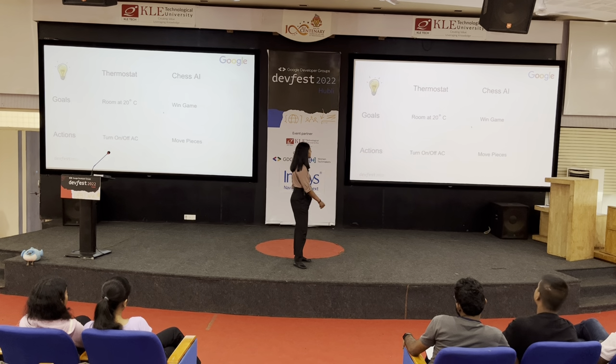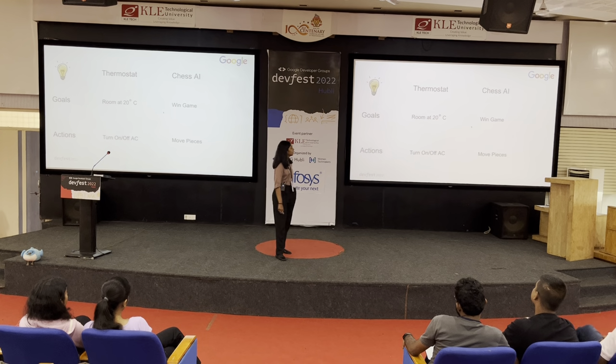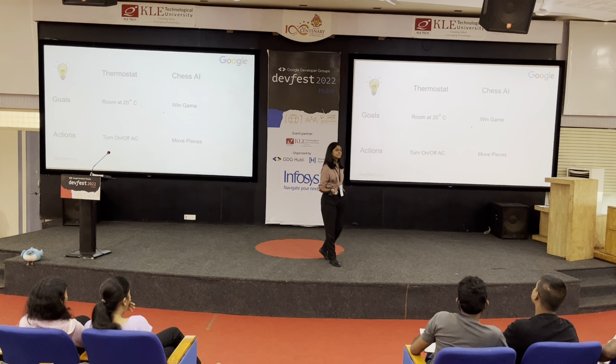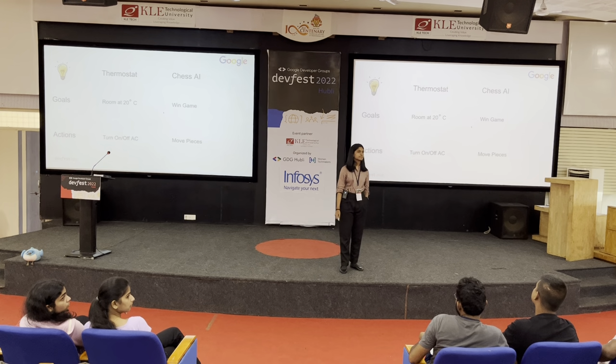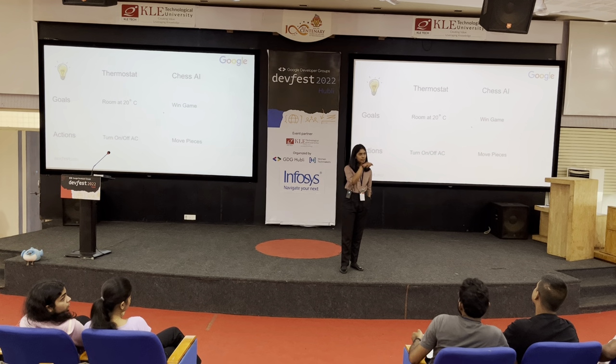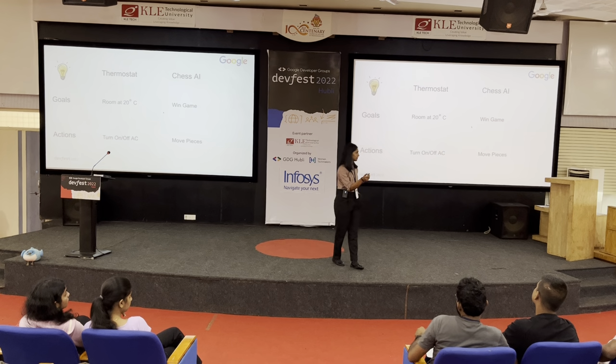So again, time for a question. Can anybody give me an example of an agent? Yes? Self-driving cars. Okay. The goal of a self-driving car is to reach from one point to another, and the action it would take is determining the obstacles on the shortest path. Okay, and driving, right? That's a good one.